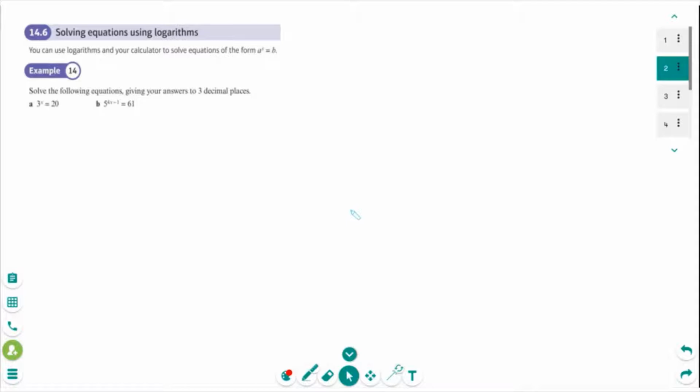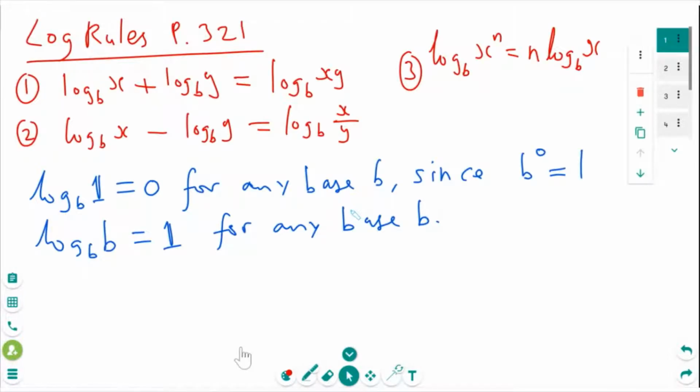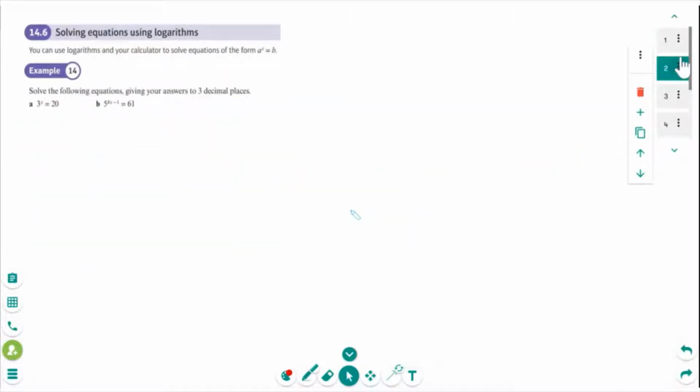In the previous one, you should have done the log rules. So this section is about solving equations and using logarithms. So, different methods. Okay, so I'll go through 2 examples to begin with.